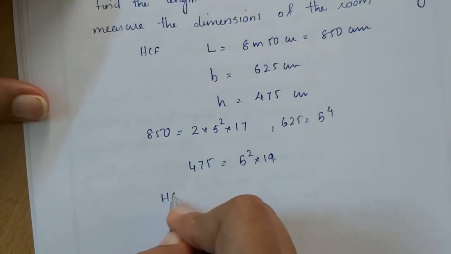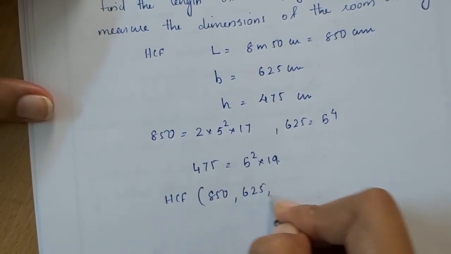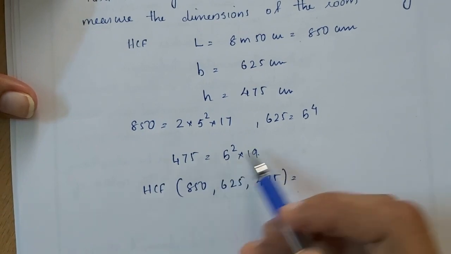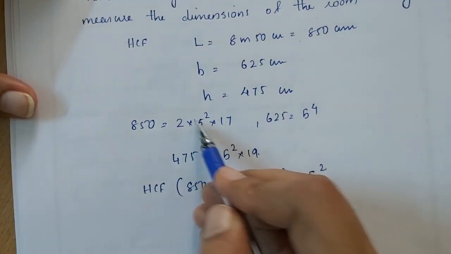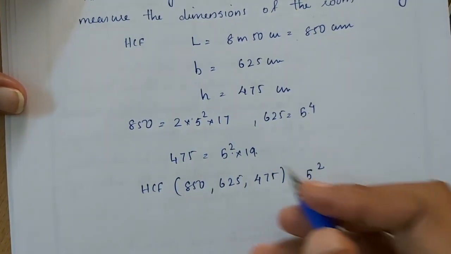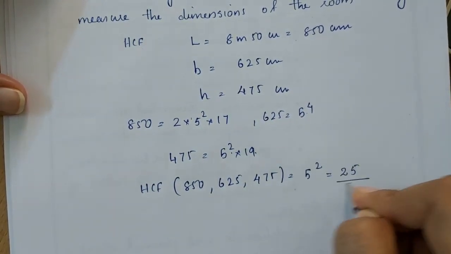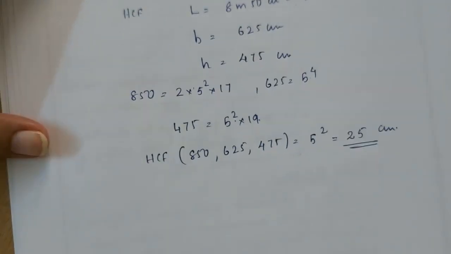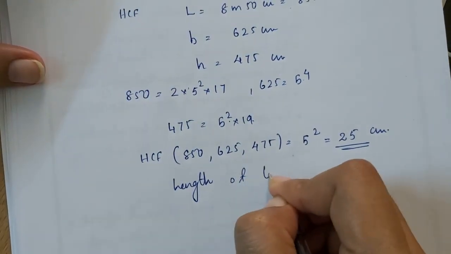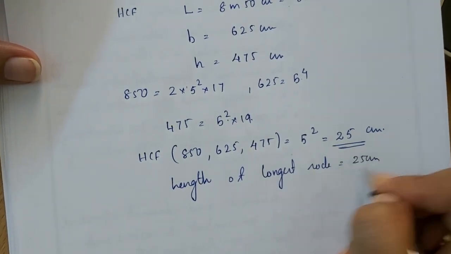So HCF of 850, 625, 475 is equal to the highest common factors, 5 square. Here 5 square, 5 raised to 4, 5 square. The common factor is 5 square. There is no 2 value and there is no 17 and there is no 19 common. So the common value is only 5 square, so 25. So the length of longest rod is equal to 25 centimeter.